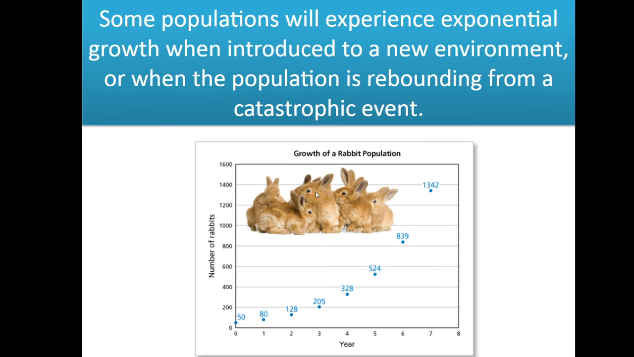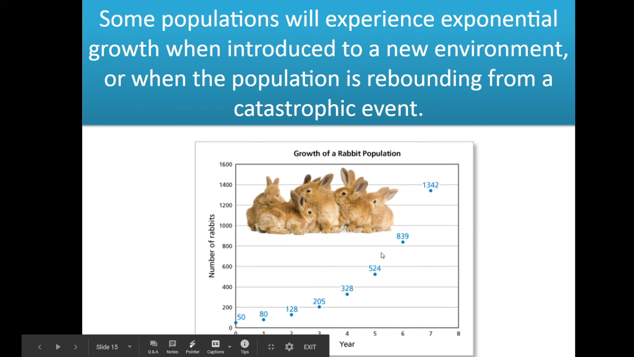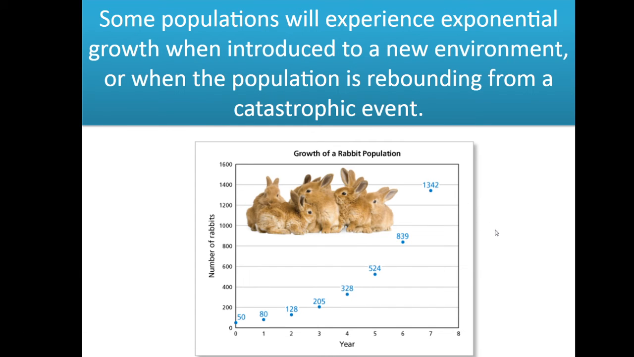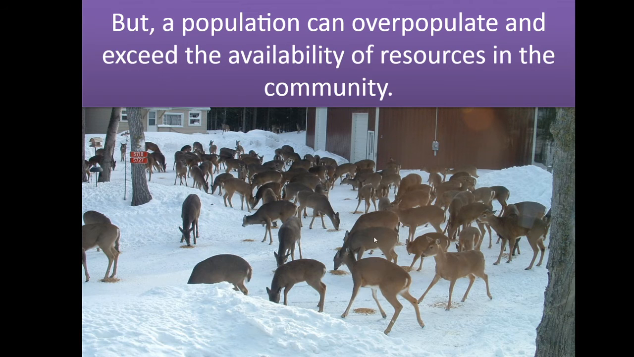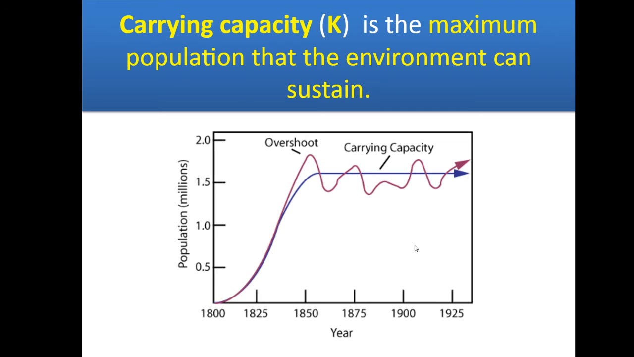So if something really bad happens, you'll often see that kind of exponential growth. But that brings up another question about what will control growth. Because obviously, a population can become too high for the resources available, and then, well, bad things happen. So that is our carrying capacity. It is the maximum amount that can be sustained by the environment.